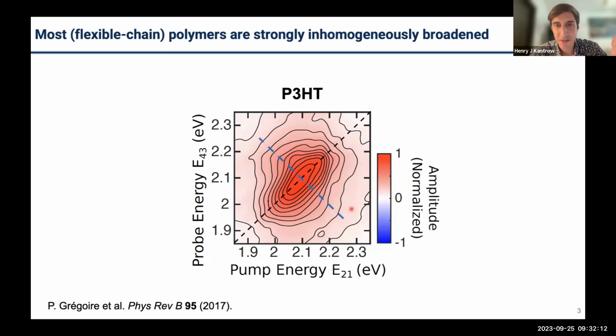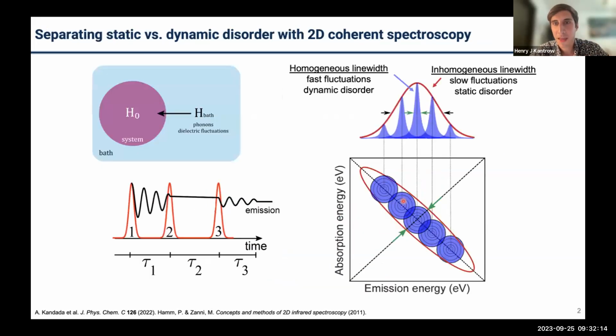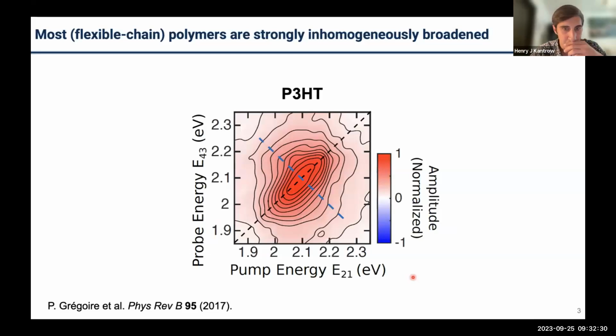I didn't do a good job of explaining this: you can think of the inhomogeneous line width as taking a cut along the diagonal of your 2D map, and the homogeneous line width as taking an anti-diagonal cut, these purple circles on your 2D map. If you look at just P3HT from back in the day, the line width that we observe in the 2D map is strongly inhomogeneously broadened. You see almost no features along this diagonal because of that strong inhomogeneous broadening.